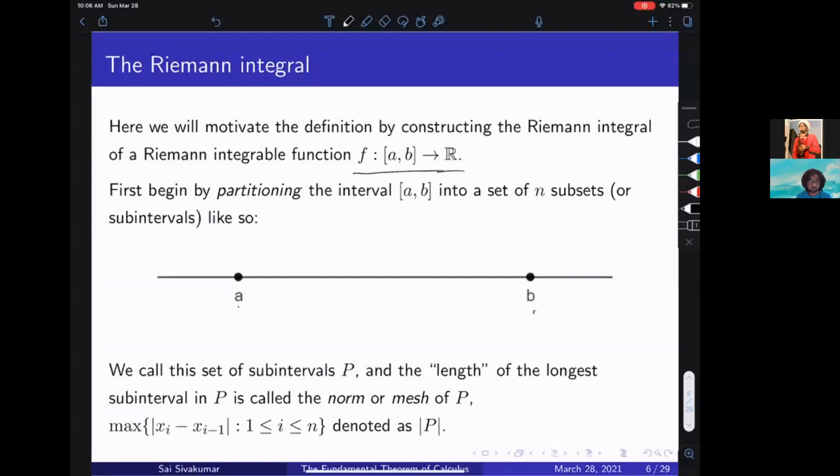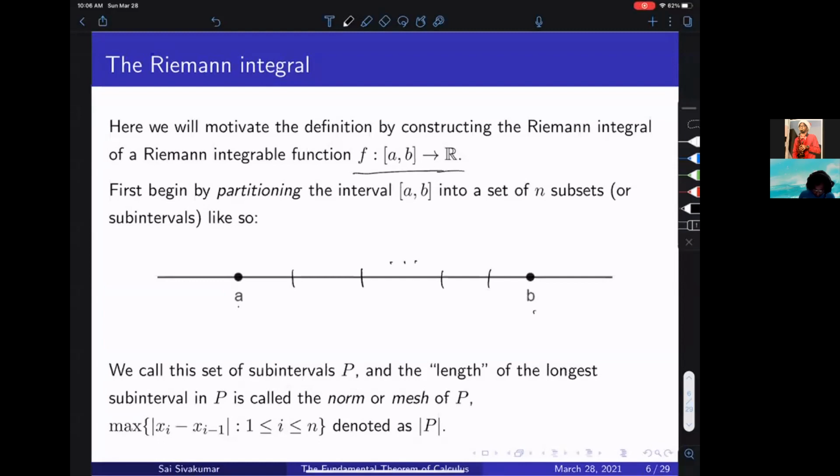And so what we're going to do first is partition the interval. This is like cutting it up almost into a bunch of subintervals. I'm not going to draw too many. Maybe I'll draw like this. I'll put some dots here because maybe there are more.